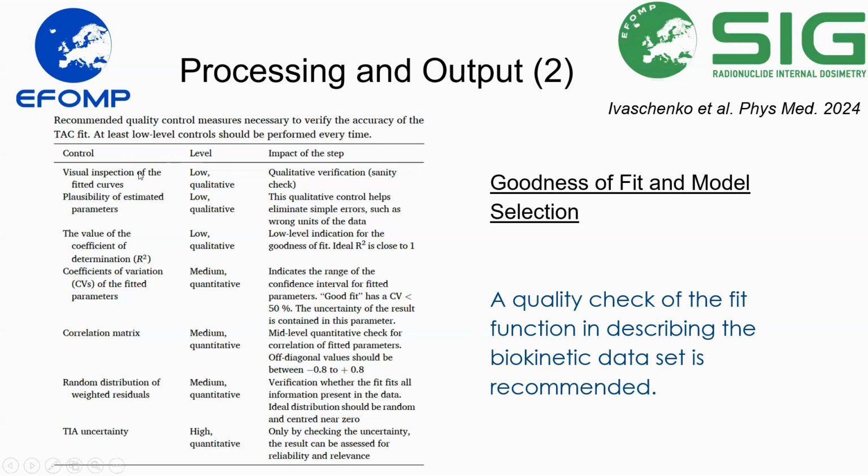Going down this list shows the level of importance of the control type. Then again, a quality check of the fit function in describing the biokinetic dataset is highly recommended. As you can see, for the impact of the step, you can check it one by one as written here, with the criteria for each of the controls.